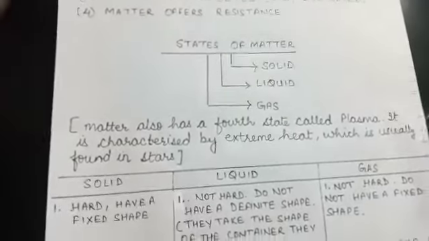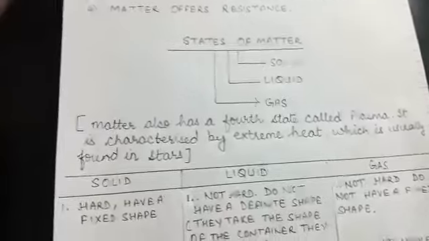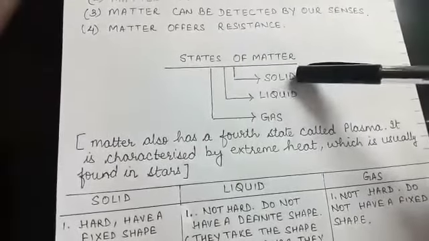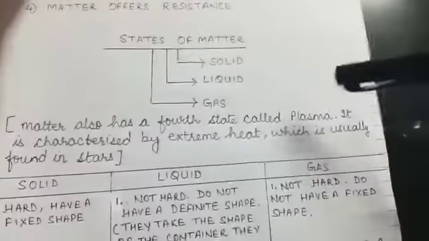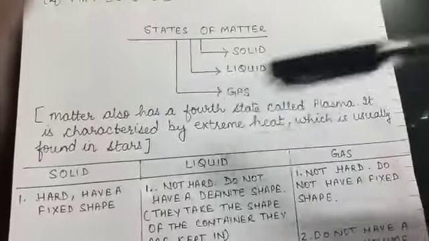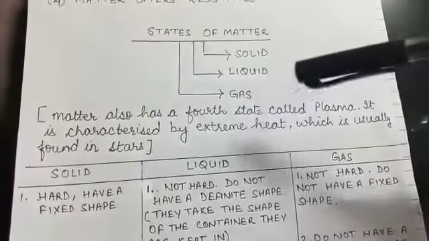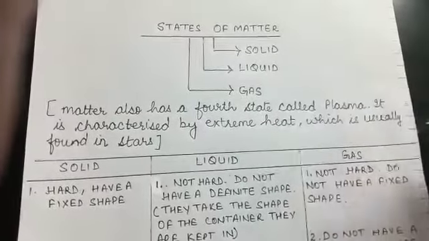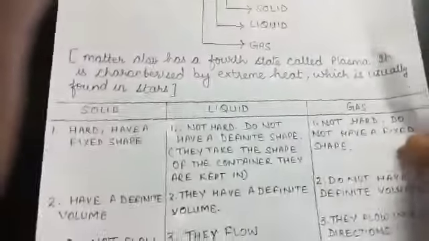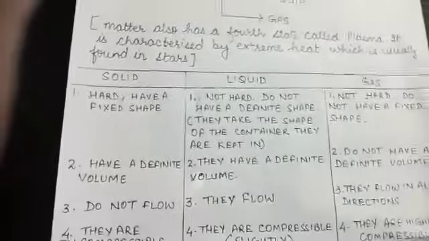Now we will discuss states of matter. There are three known states of matter: solid, liquid, and gas. Matter also has a fourth state which is called plasma. It is characterized by extreme heat, which is usually found in stars. We will discuss the three states of matter and their general properties.